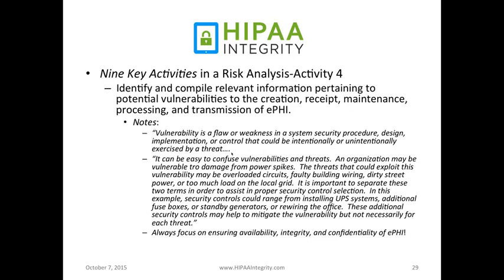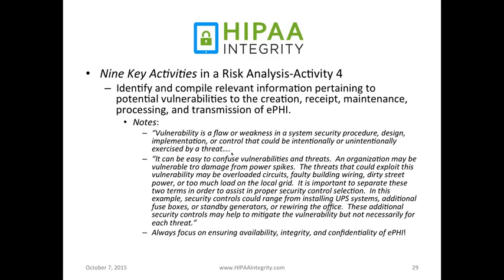In Activity 4, you would identify and compile relevant information pertaining to potential vulnerabilities to the creation, receipt, maintenance, processing, and transmission of EPHI. One way to look at this in a broad sense is that a threat would generally come from an external event, and a vulnerability would be a weakness internally. That's not always the case, but that's one way to look at it as you go through this.